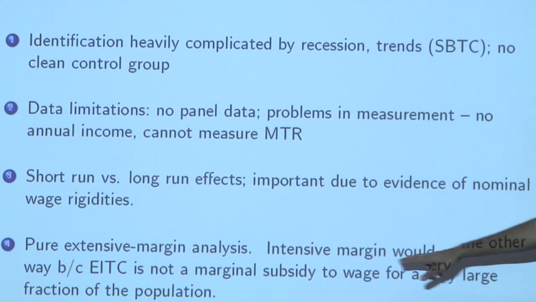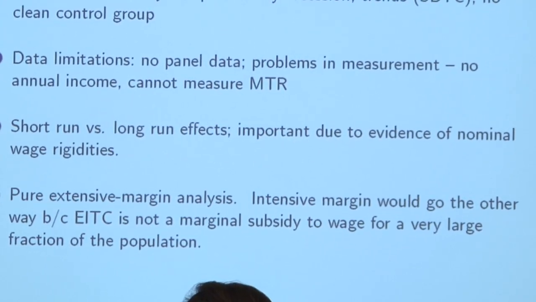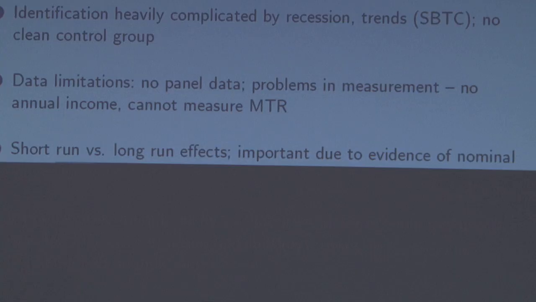And lastly, it's a pure extensive margin analysis. So like we talked about, the way he's thinking about it, it's all about whether you work or not and how that's a function of the average tax rate. But the intensive margin impacts would actually go the other way, because for lots of people who are in the phase-out region of the EITC, your wage rate is actually falling when the EITC is expanded because your marginal incentive to work more hours is being reduced. And so then the thing is totally reversed, and this analysis doesn't really take account of that. So a bunch of caveats, but I think an interesting exercise.